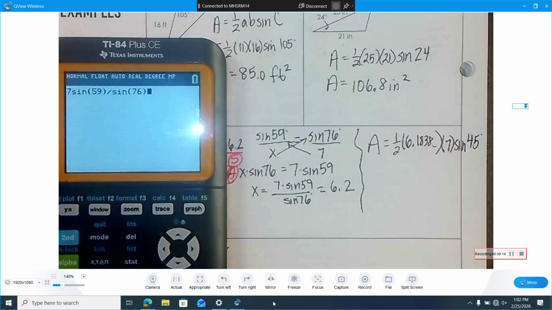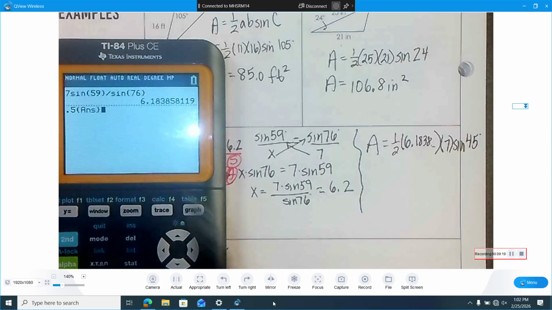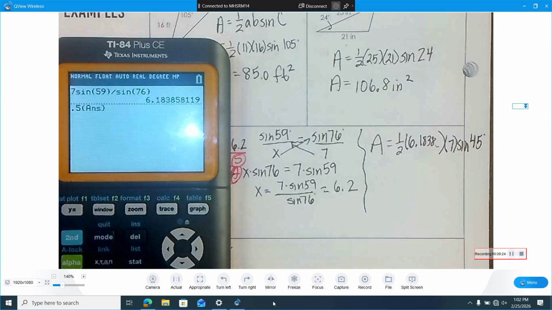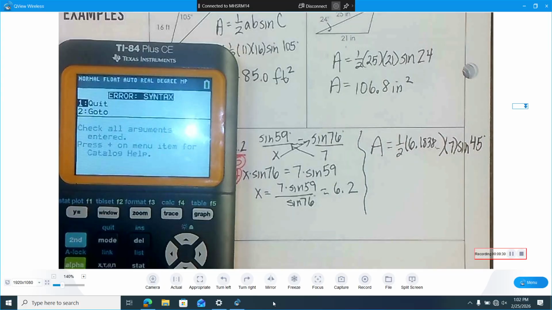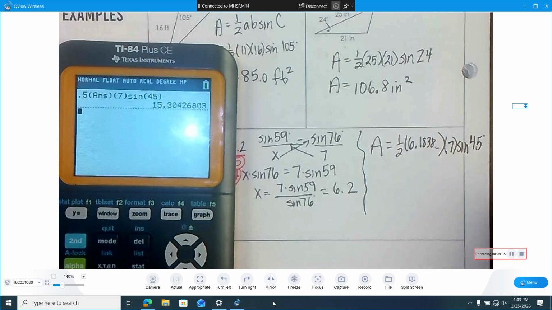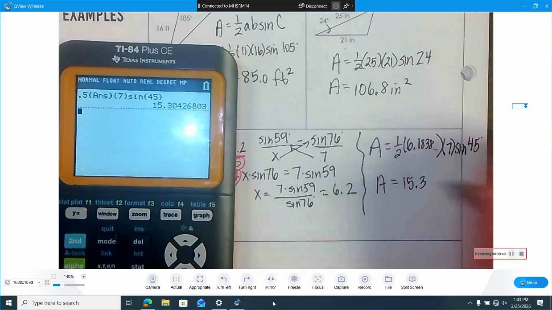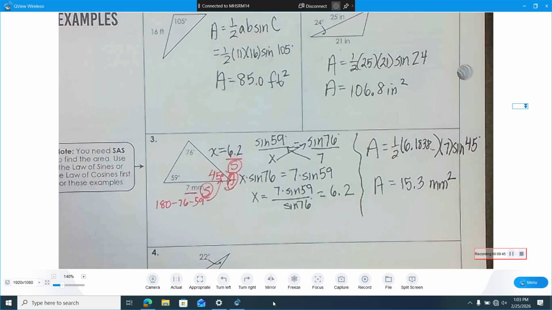I'm going to go ahead and do that just so we see. In my calculator, I'm going to do 0.5 times my answer above. That's how I would do that, use the answer from above. And then times my 7 times the sine of 45. Oops. I'm just goofing all over the place. All right, I get 15.3-ish millimeters squared. Good. Questions on that? No? Okay, super.